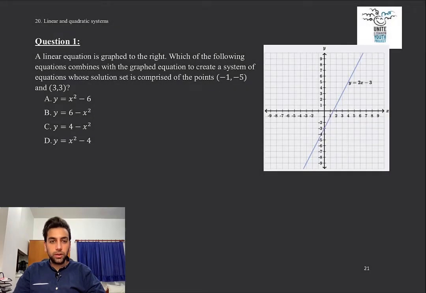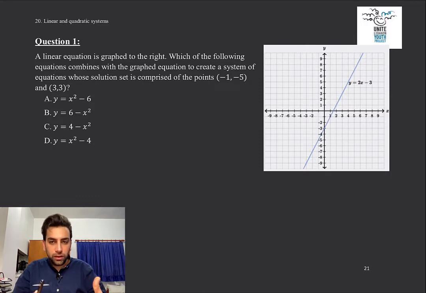In this video, I will be explaining some questions concerning linear and quadratic systems. A linear equation is graphed to the right. Which of the following equations combines with the graphed equation to create a system of equations whose solution set is comprised of the points (-1, -5) and (3, 3)?